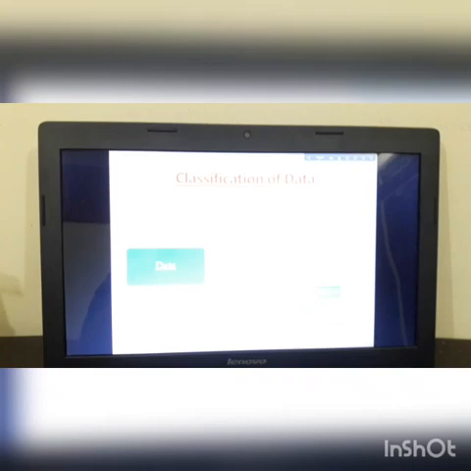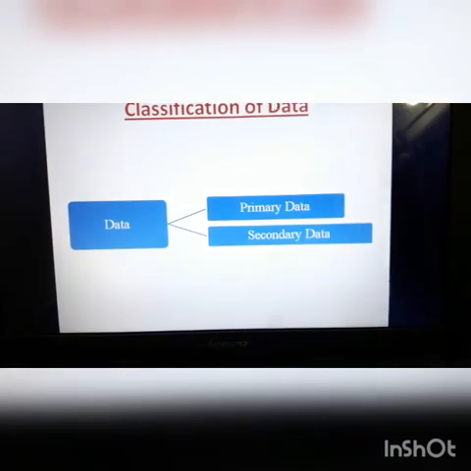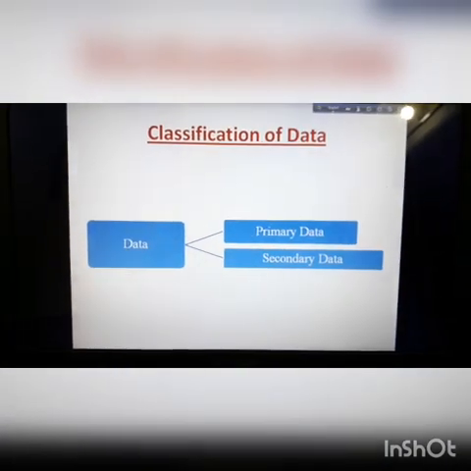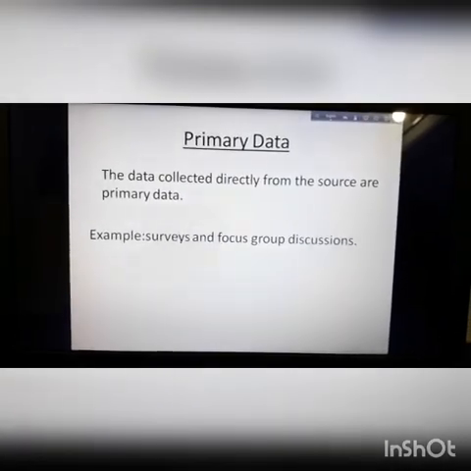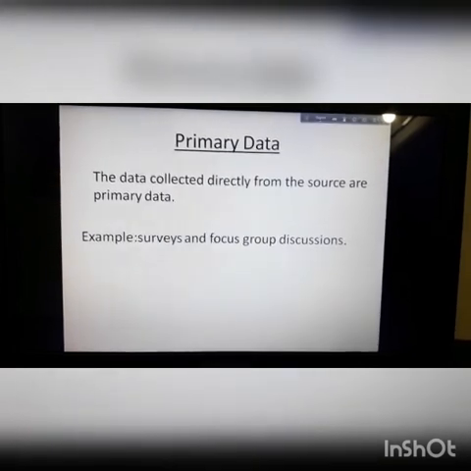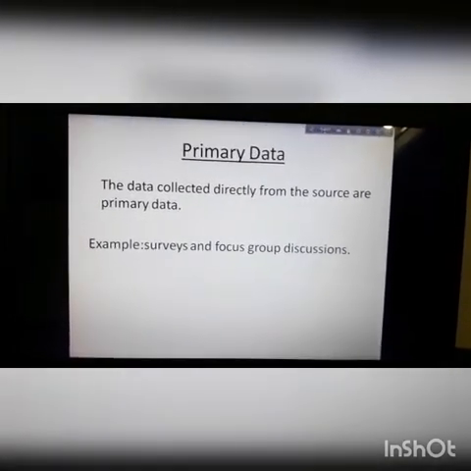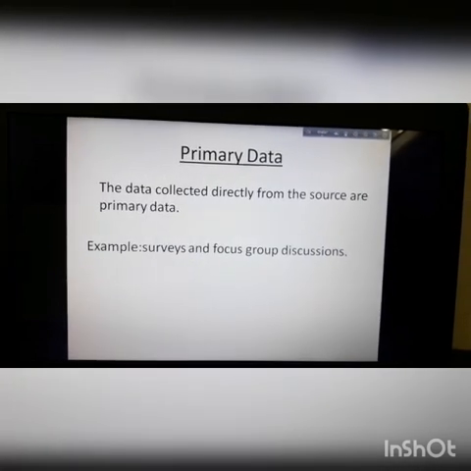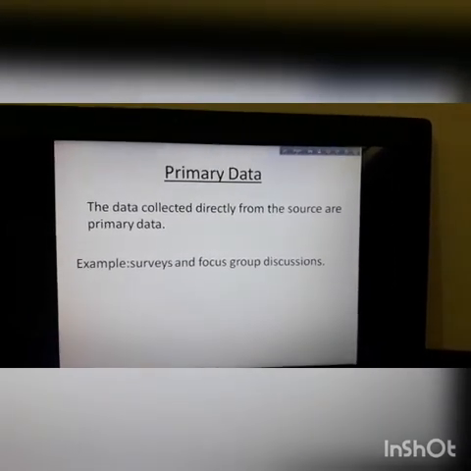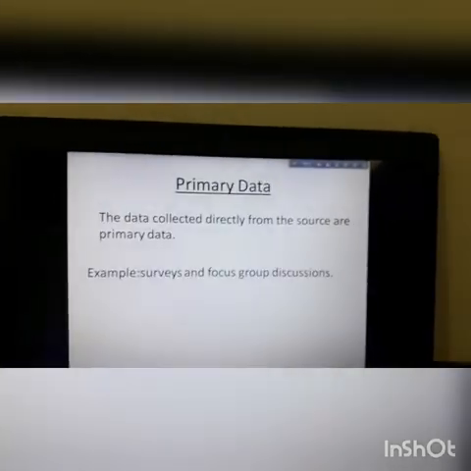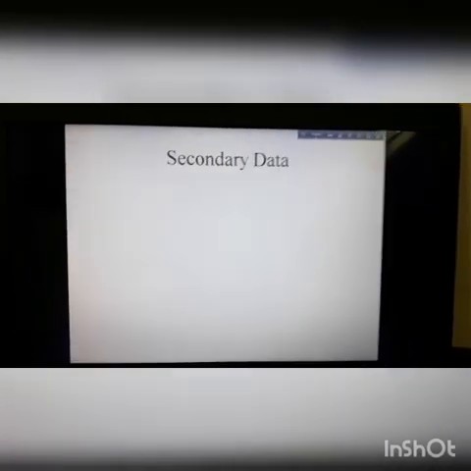Now the classification of data. Mainly there are two types of data. One is primary data and another one is secondary data. Now what is primary data? The data which is collected directly from the source, that is primary data. For example, surveys and focus group discussions. That means if you collect data directly from the source, then that data is primary data. Now what is secondary data?